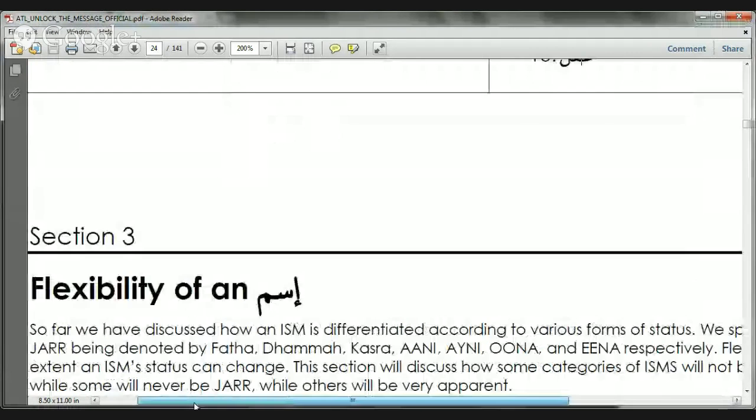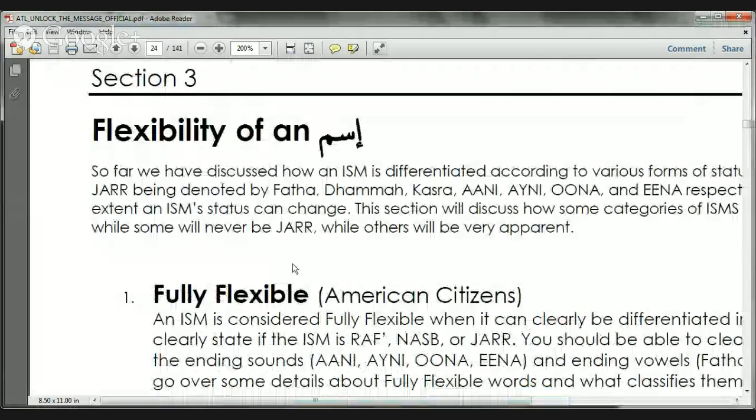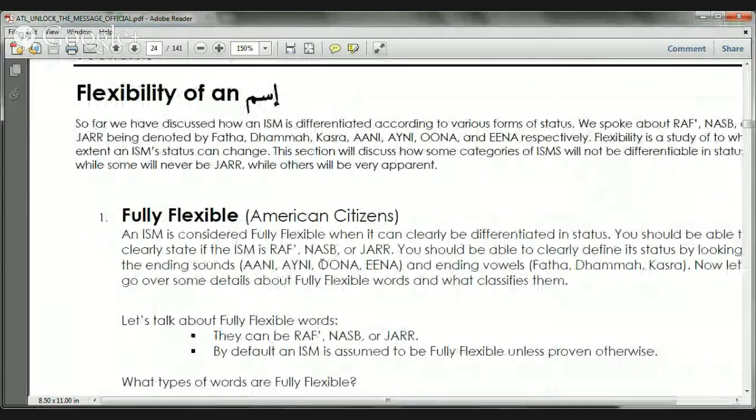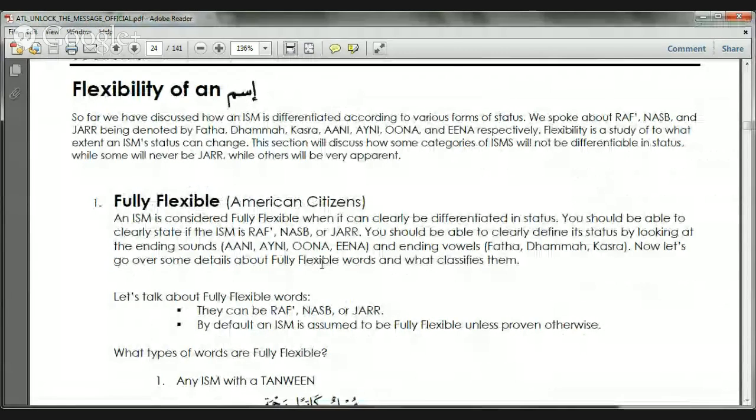Flexibility. Now, I want you guys to pay attention very closely here. Very closely. Flexibility is a very different concept to, again, wait, there's nothing on the screen. Okay, it's a very, very interesting concept.